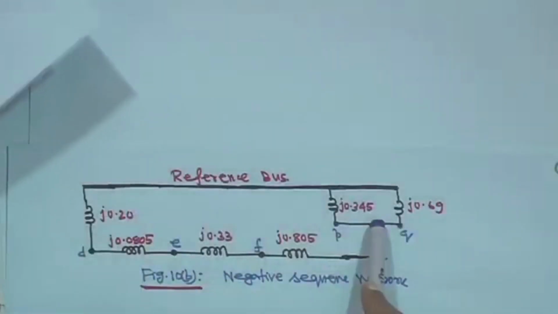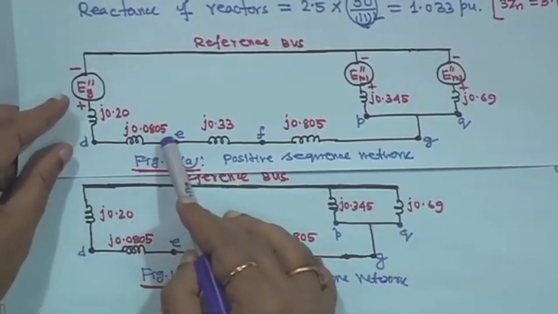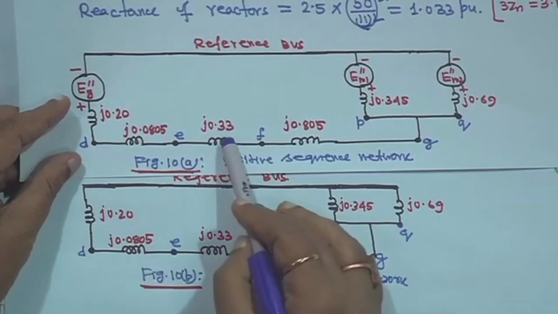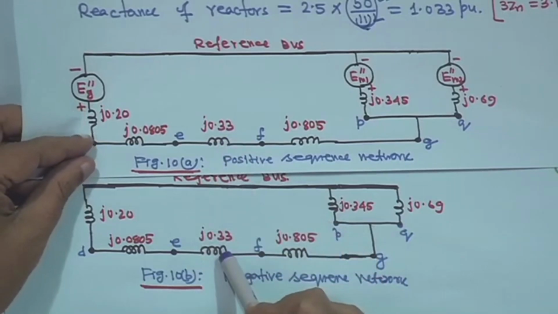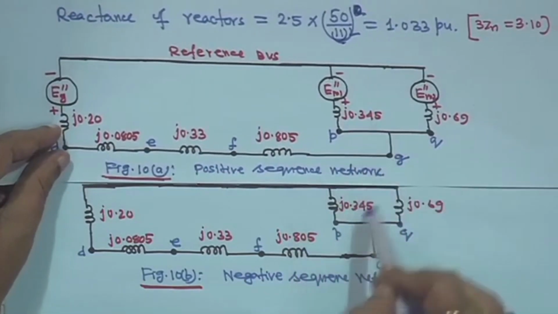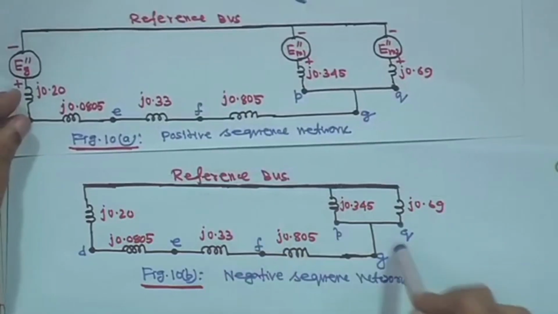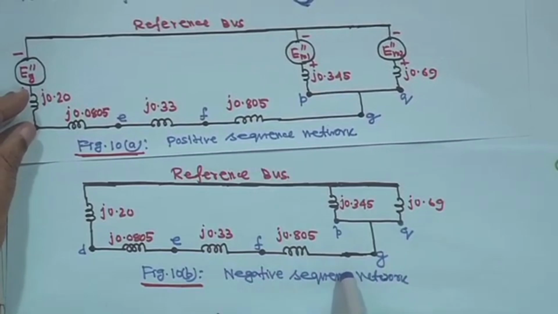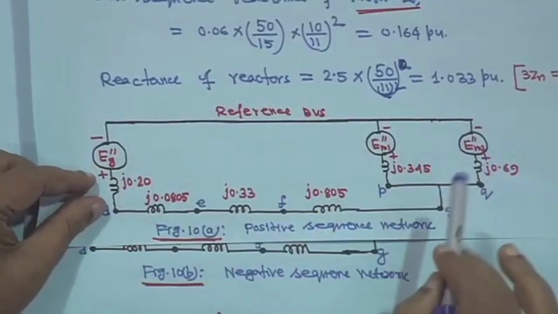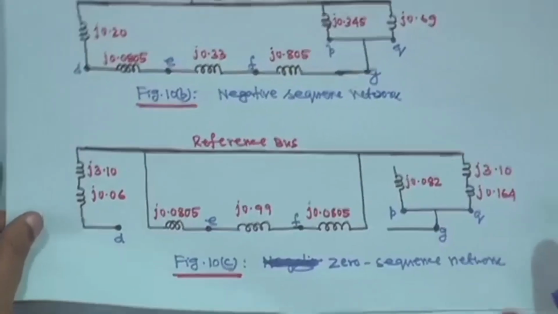So, only the voltage sources are not there. Here it was j0.20, here also j0.20; here it is j0.0805, here also j0.0805; here j0.33, here also j0.33; here j0.805, here also j0.805; here j0.345, here also j0.345; here j0.69, here also j0.69, connected to the reference bus. So, this is the negative sequence: no voltage source, but all parameters remain the same. This is for your negative sequence.